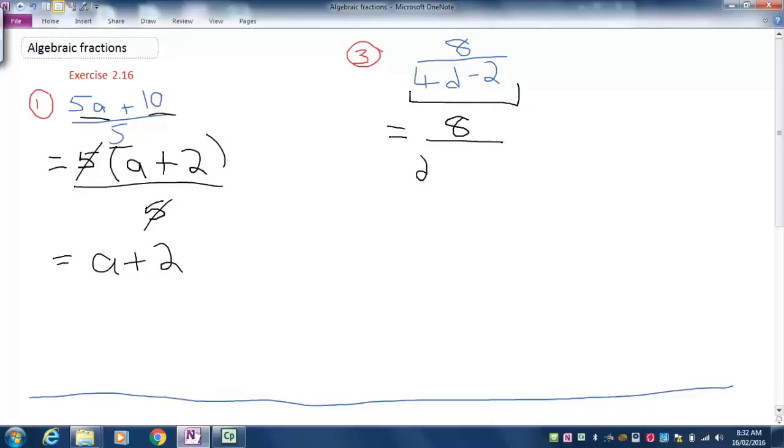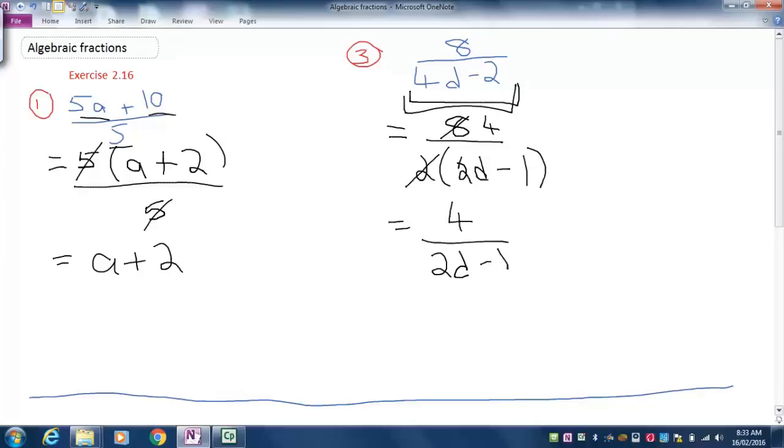I get a 2 outside 2D, oops, that is a 2D, minus 1. Because if I expand that on the bottom, I'll get this expression here back again. Now I can cancel. Dividing by 2 on the bottom leaves me with a 1 there. Dividing by 2 on the top leaves me with a 4. So fully simplified, this is 4 over 2D minus 1. You can't break it down any further than that.